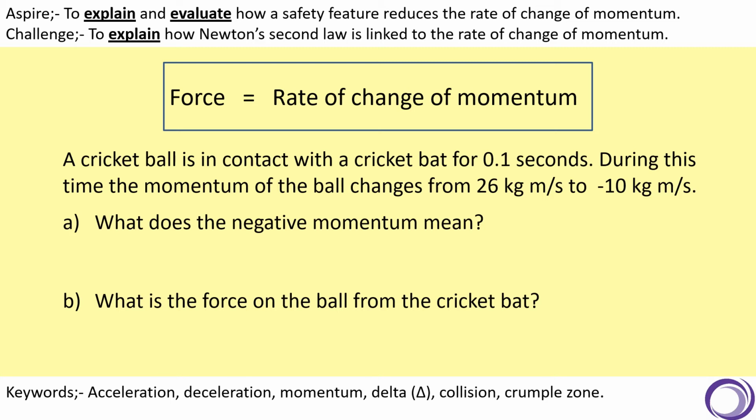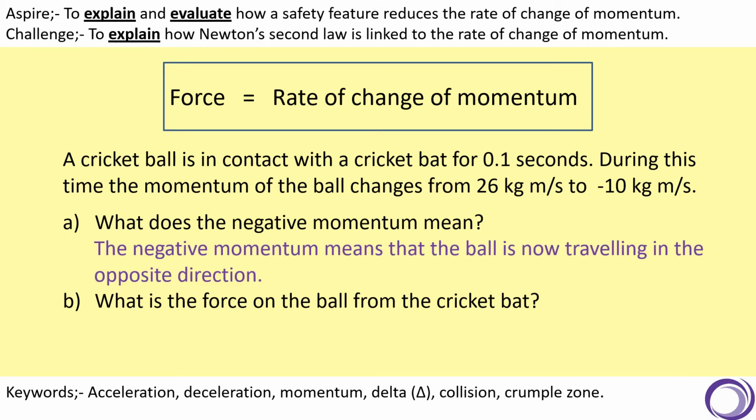Let's see how you've done. Negative momentum means that the ball's now travelling in the opposite direction. So momentum is a vector. Momentum is mass times velocity. Mass isn't a vector, so it's the velocity that gives it that vector component. If you end up with a negative momentum, it means that it's now in the opposite direction than it was initially.